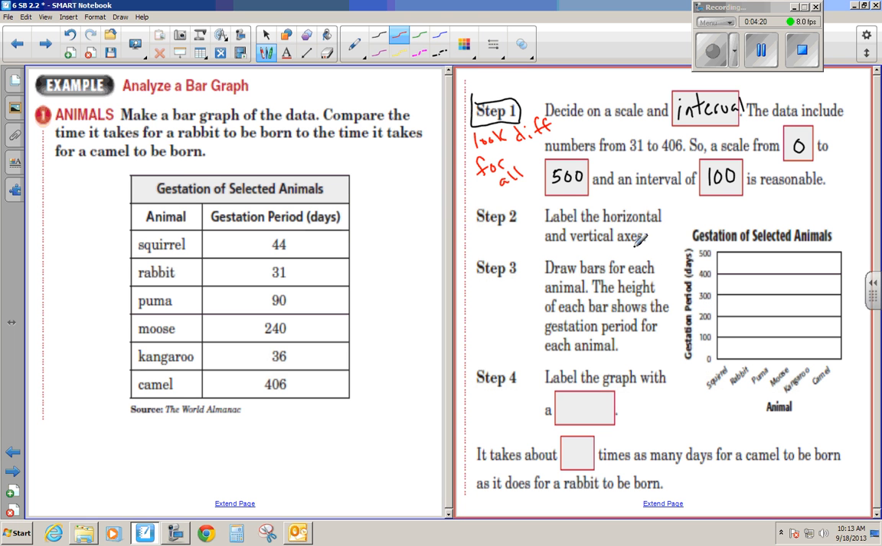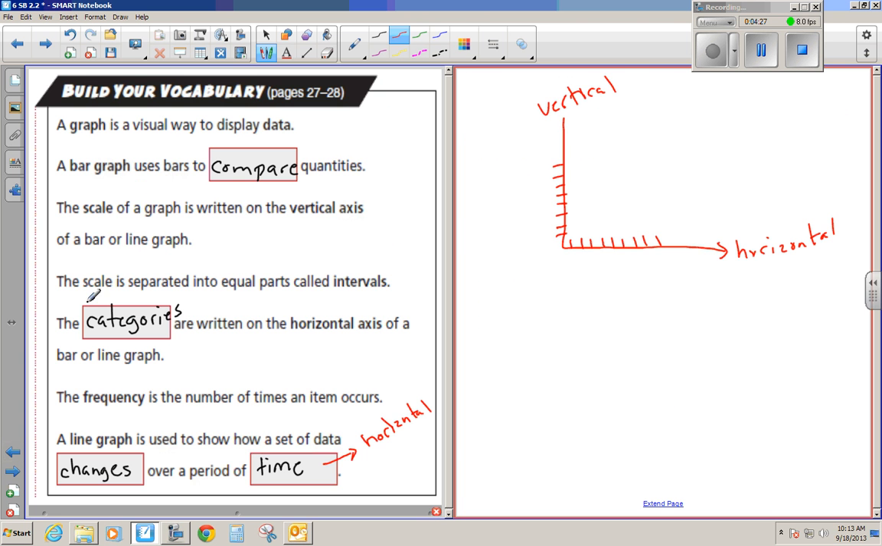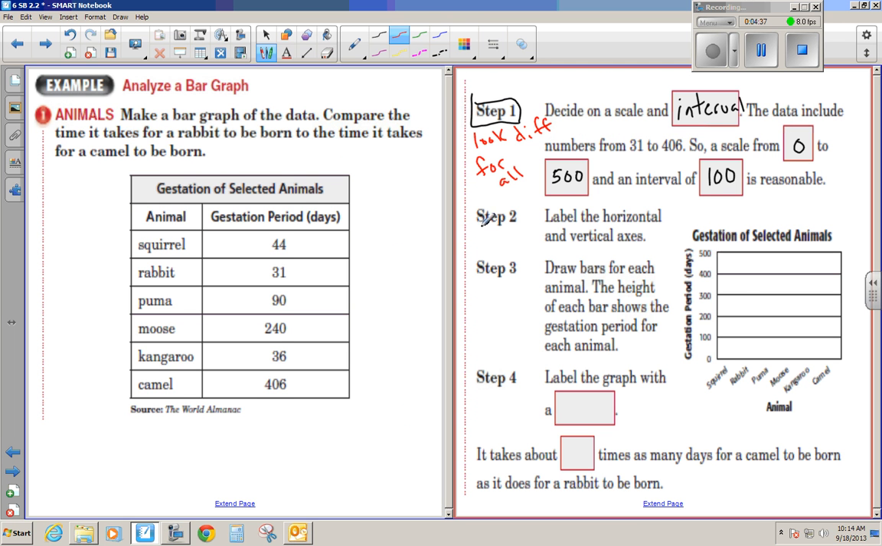Step 2, label the horizontal and vertical axes. So remember, the scale of a graph is written on the vertical axis. The categories are written on the horizontal. So the categories, the animals, are written over here. And then the gestational period should be here. So step 4, label the graph with a title.